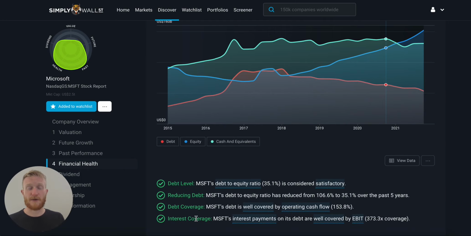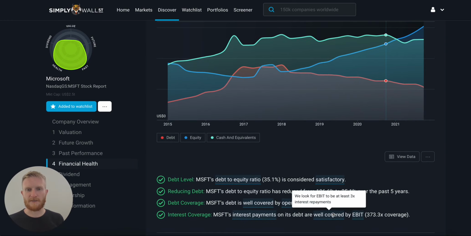The next check we do is in regards to interest coverage. As you know, any debt you take on pretty much has an interest payment that is expected to be paid with it. So what we check here is whether the interest payments that are due on the debt are well covered by the company's earnings before interest and taxes. We consider well covered to be at least 3 times or greater than the company's interest repayments. Earnings before interest and tax has to be at least 3 times or greater than the interest payments.